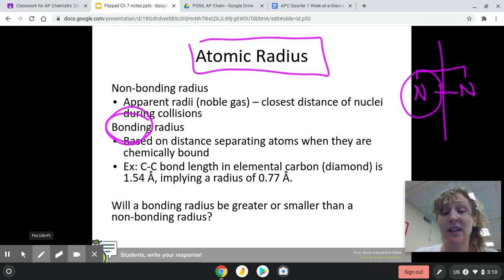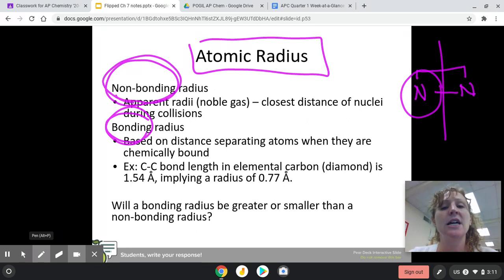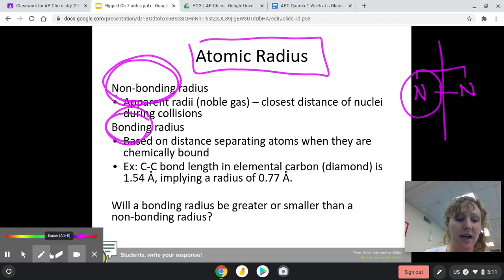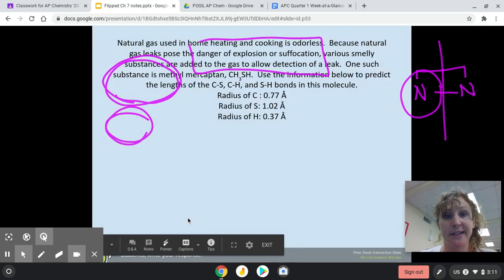Now, not everything will bond to something else, like hydrogen, for example. We can't even force it to bond to stuff. And so that is going to be defined by a non-bonding radius. And so some of these discrepancies that you might find on different periodic tables or different atomic radius tables may be due to this difference in a definition. Obviously, a non-bonding radius is probably going to be bigger than a bonding radius.